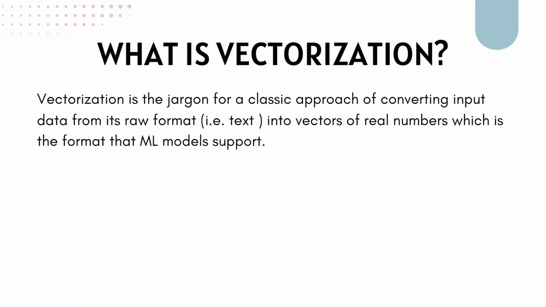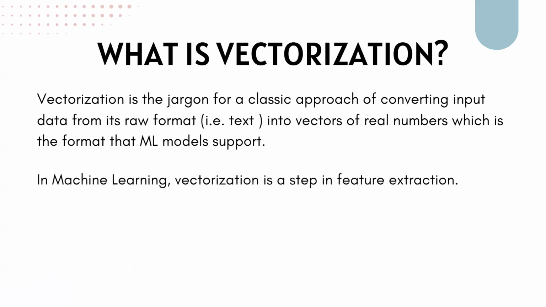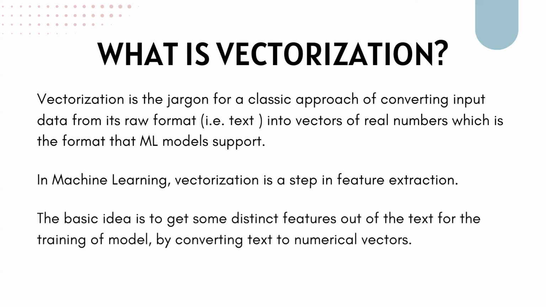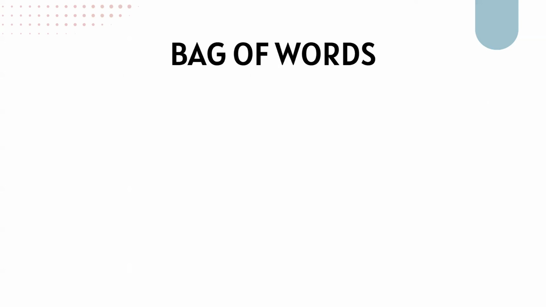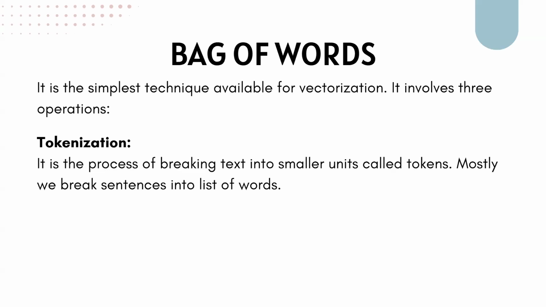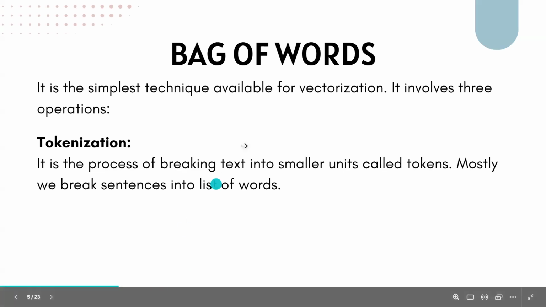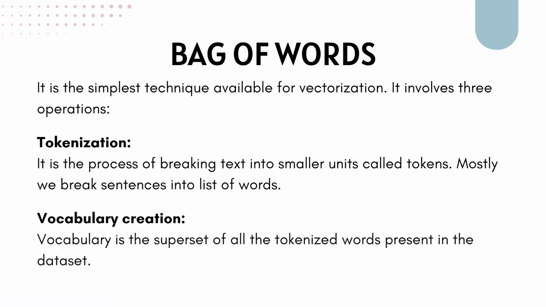So what is vectorization? As I said recently, it is the classic approach of converting input data from its raw format, which is text here, into a vector of real numbers. In machine learning, it's a part of feature extraction. Bag of words is one of the simplest techniques, as I said. Bag of words contains three steps: tokenization, vocabulary creation, and vectorization.